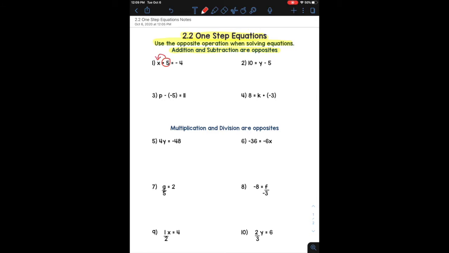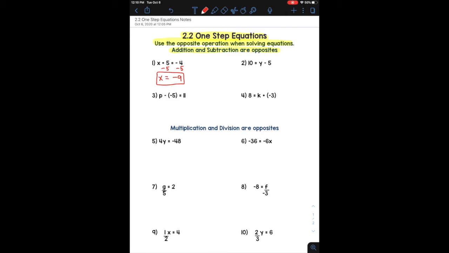For example, if you look at problem number 1, 5 is being added to x. So in order to solve the equation for x, we want to do the opposite and subtract 5. What you want to do when solving equations is when you do an operation to one side, you have to do the same operation to the other side. So when we subtract 5 on both sides, we would be left with x equals -4 minus 5 is -9. So our answer here is x equals -9.